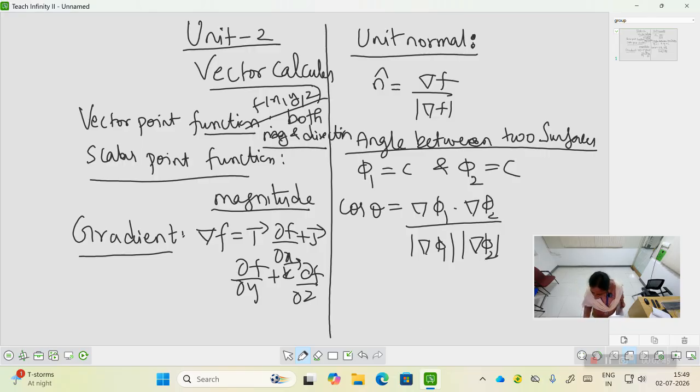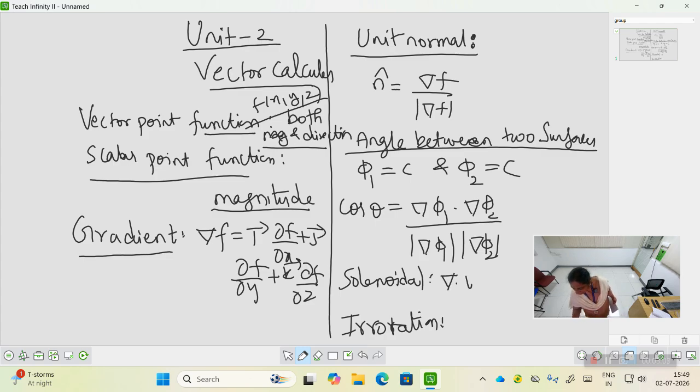Another important definition, so-called solenoidal. When we say a vector is solenoidal, another one is irrotational. When we say a vector is irrotational. These are all very important definitions. We call a vector solenoidal when it satisfies the condition del dot v equal to 0. Similarly, irrotational means instead of dot, you have to use cross: del cross v equal to 0.